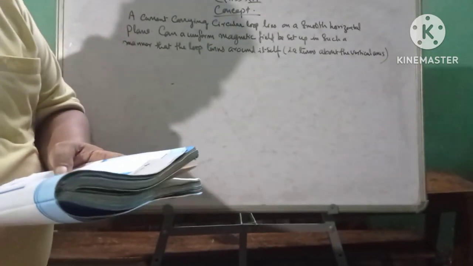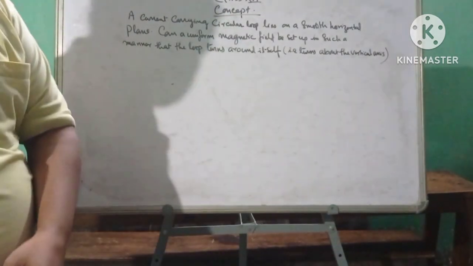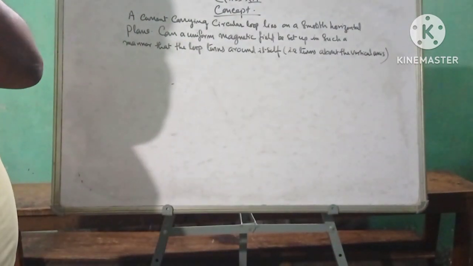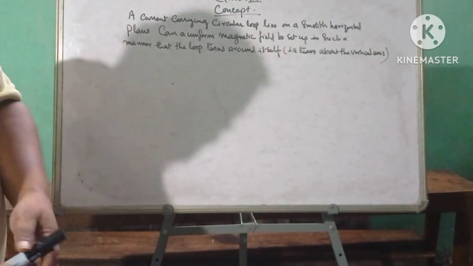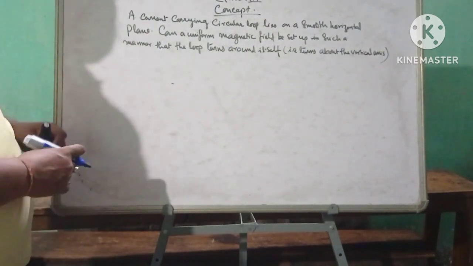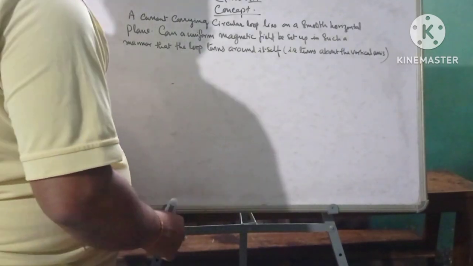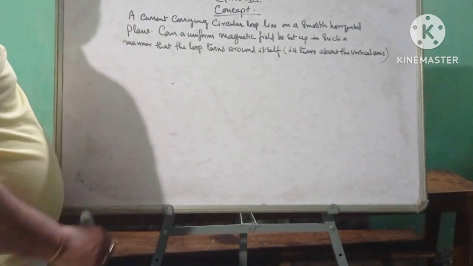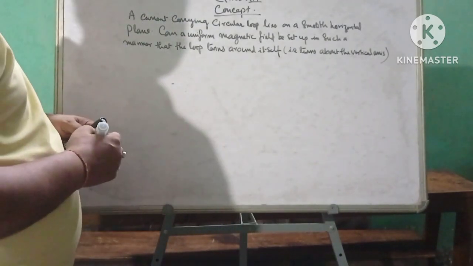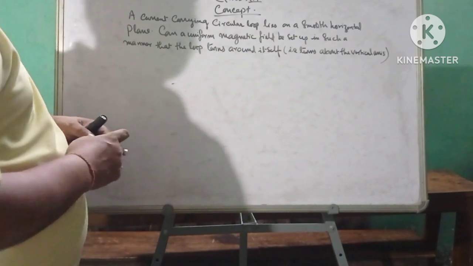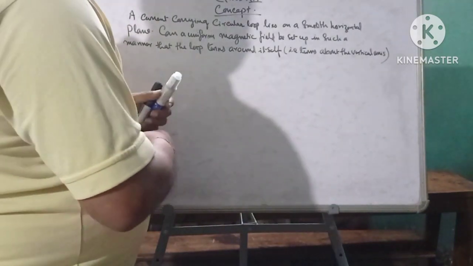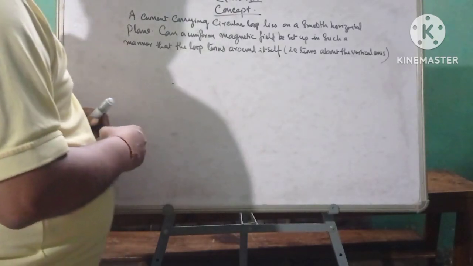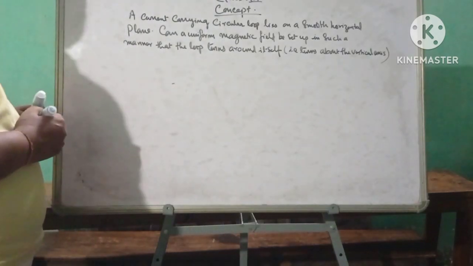Now, this is a conceptual question, so I have selected it. A current carrying circular loop lies in a smooth horizontal plane. Can a magnetic field be set up in such a manner that the loop turns around itself, that is, turns about the vertical axis?